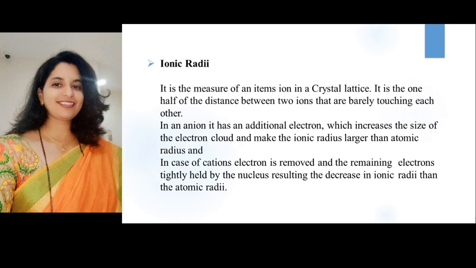What is meant by ionic radii? It is the measure of an ion in a crystal lattice. It is one half of the distance between two ions that are barely touching each other. In an anion, there is an additional electron, which increases the size of the electron cloud and makes the ionic radius larger than the atomic radius. In the case of cations, electrons are removed and the remaining electrons are held more tightly by the nucleus, resulting in a decrease in ionic radii compared to the atomic radii.